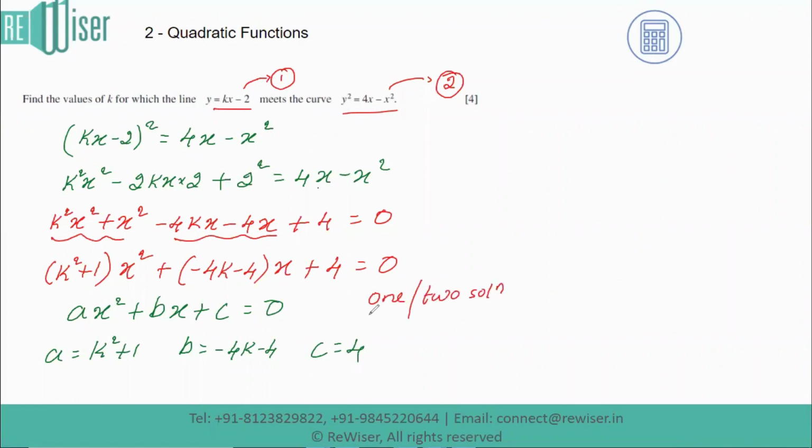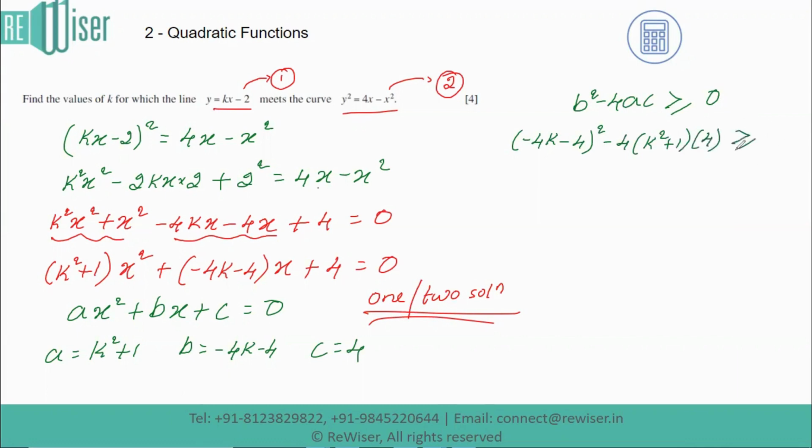So whenever I have any quadratic equation with 1 or 2 solutions, the discriminant of that equation, which is nothing but b square minus 4ac, will be greater than or equals to 0. And here when you substitute all these values, so (minus 4k minus 4) whole square minus 4 times a, which is k square plus 1, times c, which is also 4, this must be greater than or equals to 0. So we are just going to simplify this.